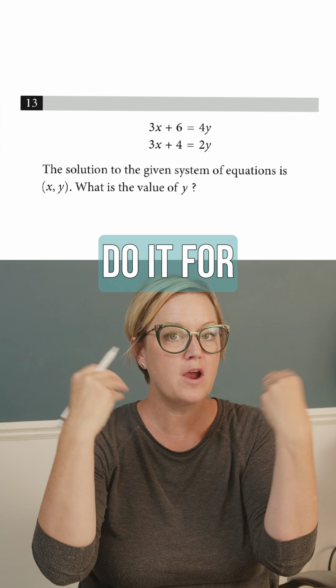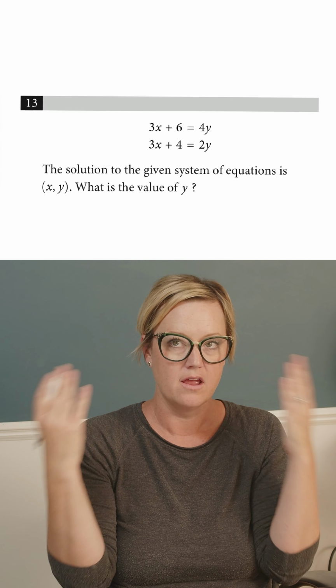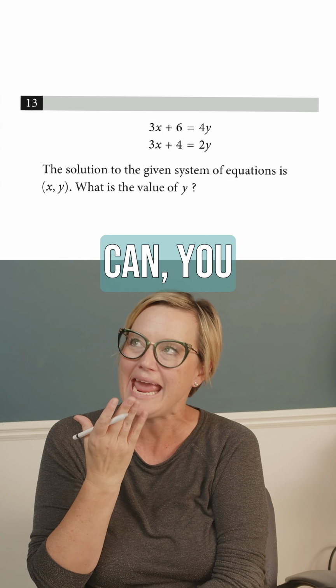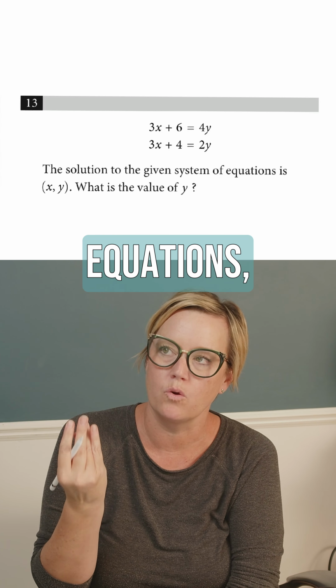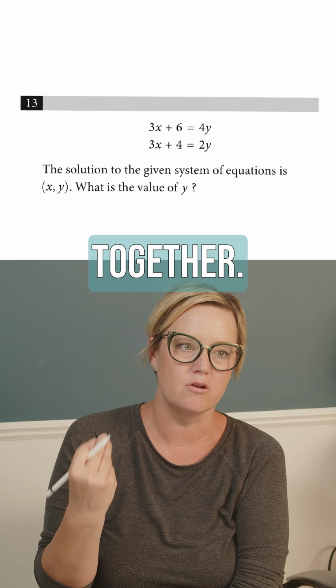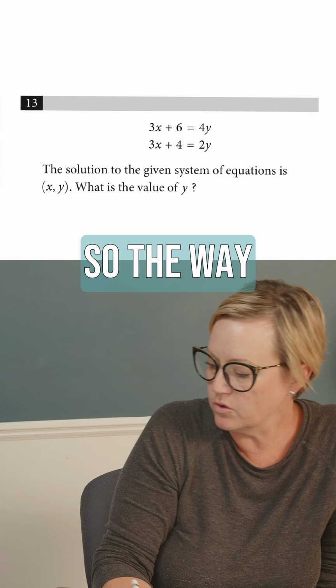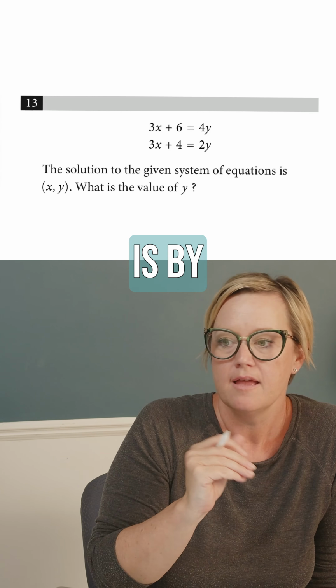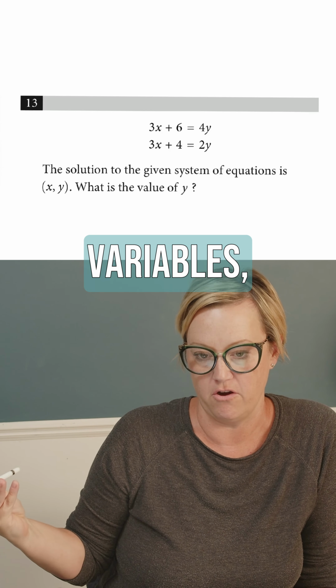I can't do it for every single system of equations, right? Well, I mean, you can mush them together anytime you're solving a system of equations, and mushing them together is also called elimination. So the way I'm going to mush these together is by adding or subtracting in a way that's going to get rid of one of the variables.